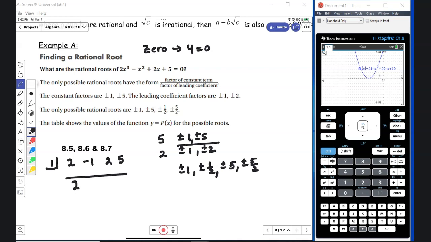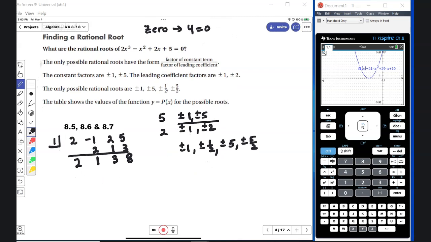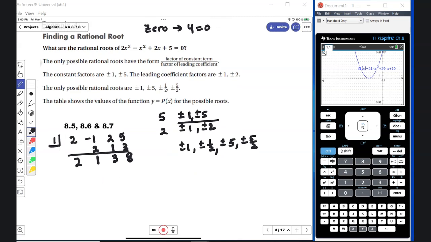Bring down the 2. 1 times 2 is 2. Negative 1 plus 2 gives you 1. 1 times 1 is 1. 2 plus 1 is 3. 1 times 3 is 3, plus 5 is 8. So 1 will not be a factor. So now let's try negative 1. Maybe negative 1 is a factor or it's a root.